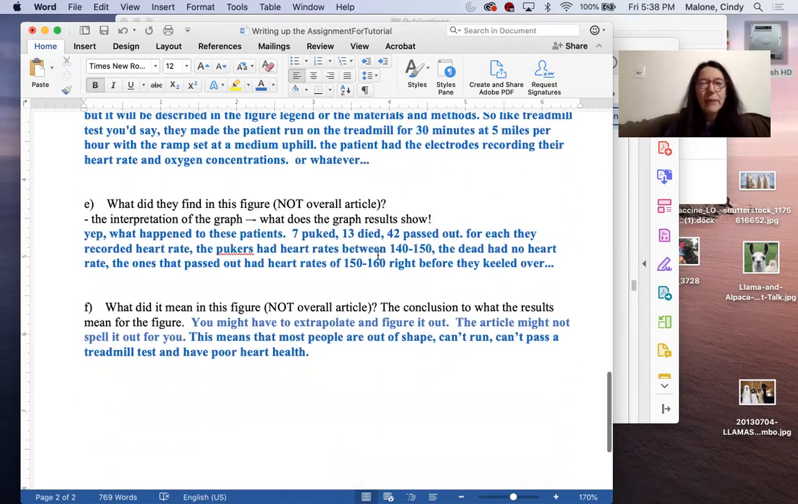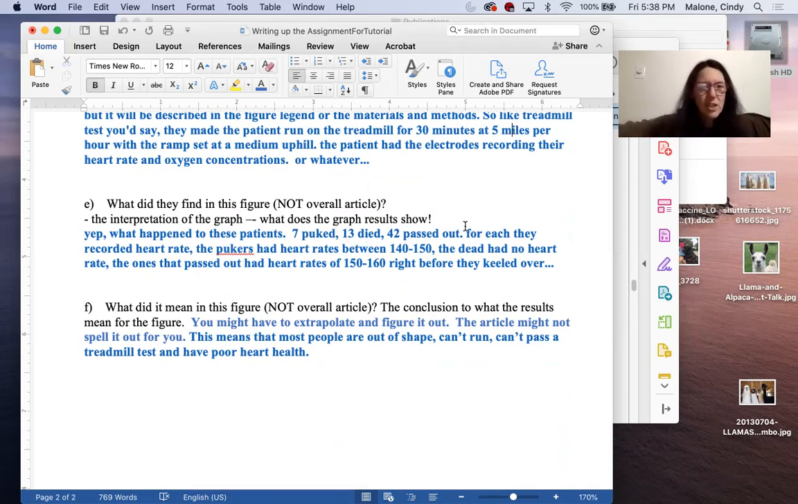Yeah, what happened? So don't give them the overall conclusion. Don't say they all sucked. Nobody can work out. Everybody's a wimp, right? You say, well, some of them puked, 13 died, 42 passed out. For each of them, they recorded the heart rate, and the pukers' heart rates were between this. The dead guys had no heart rate. The ones that passed out had heart rates of that right before they keeled over.